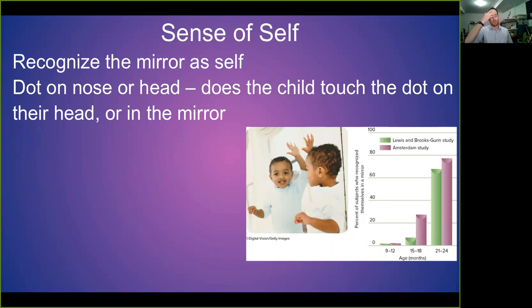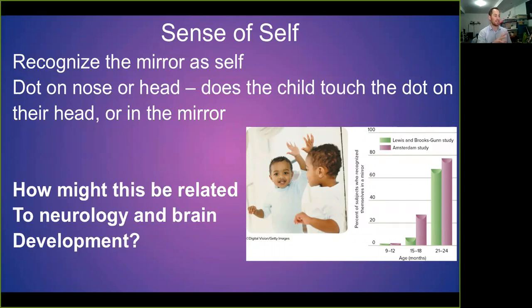So if they're touching it on their own head, they realize that person in the mirror is me versus that person in the mirror might be someone else. So again, it's hard to really get a sense of, does a child have a sense that they are their own unique individual? So we use these kinds of observational methods to get some idea of that.